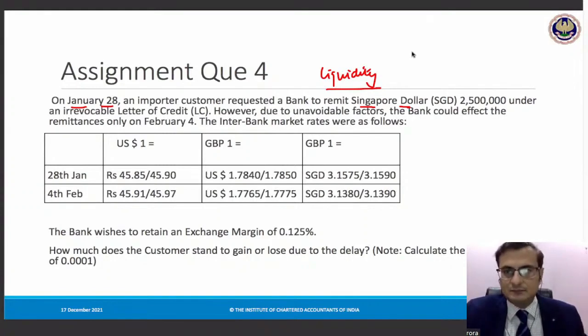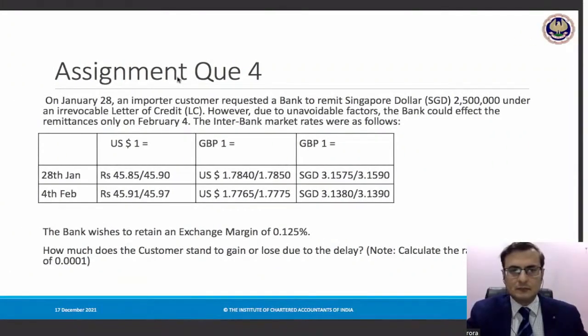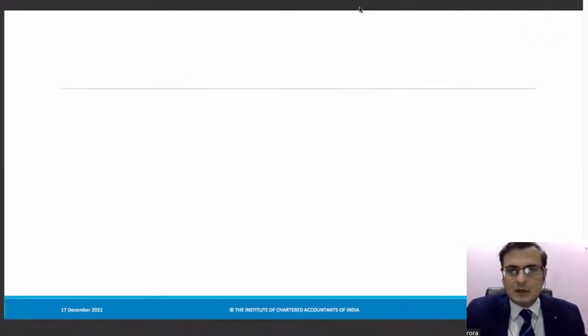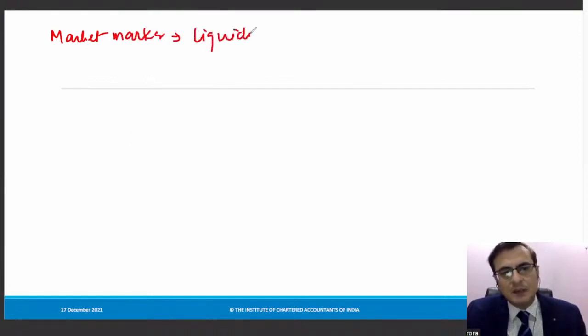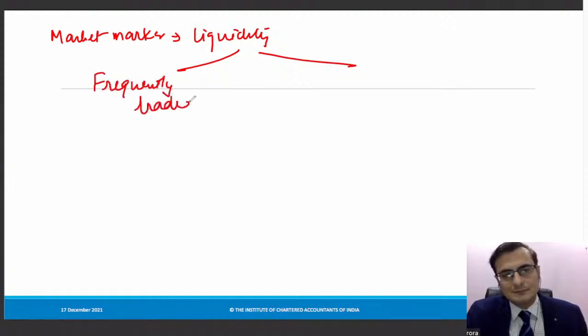Just 1 second. Okay, so the concept of market maker, as sir explained to us in the last class. What does that mean? It provides liquidity. So beta, there are two types of currencies: those which are regularly, frequently traded, and those which are less frequently traded.